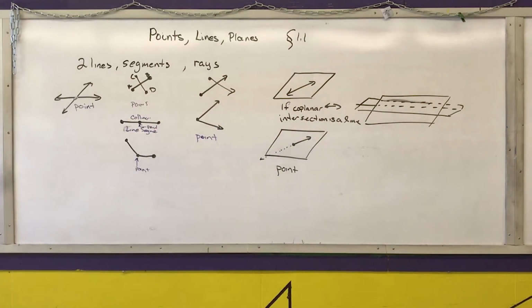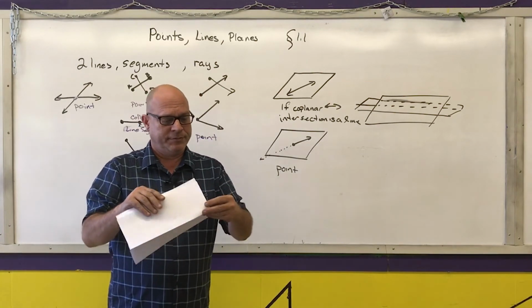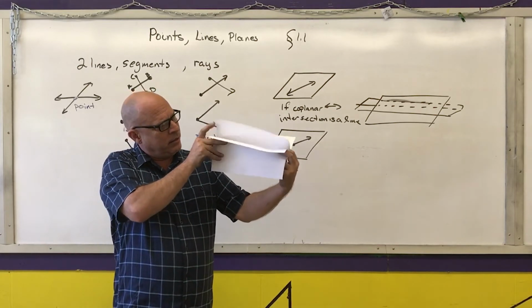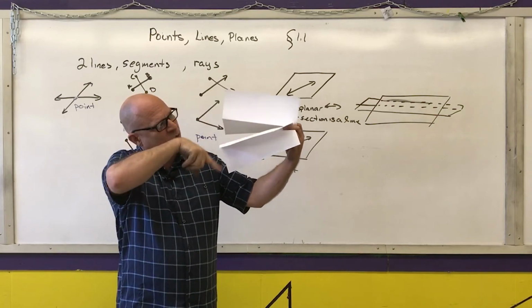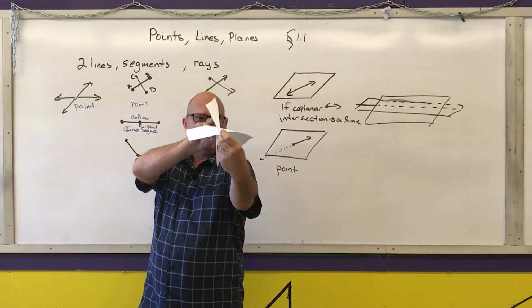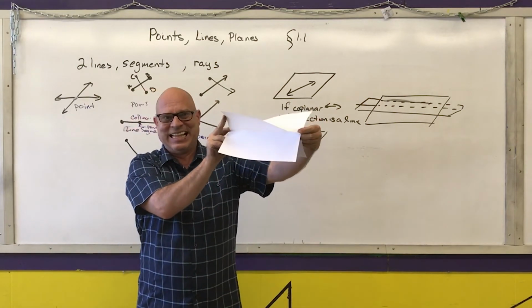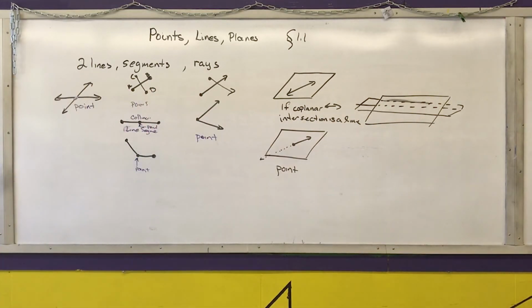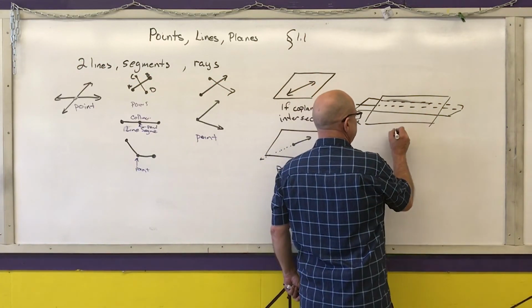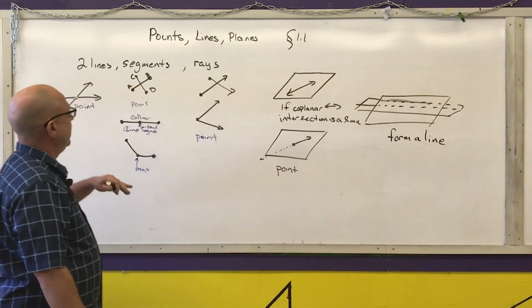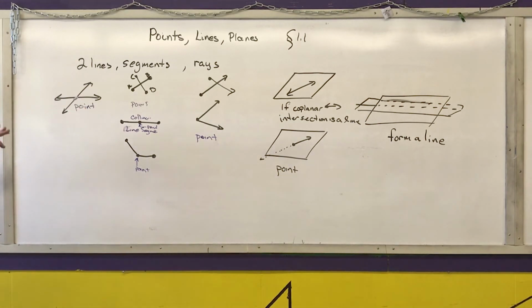So I'm going to grab a couple pieces of paper. So if you think about this, this part right here is the up and down portion, think of it as a wall. The front and back portion where these two planes intersect, think of that as the floor. So you kind of see it like this. Well, where they intersect like this, that is a line. So two planes intersect to form a line. Okay? So two planes intersect to form a line. Okay, and we can name that line of where they intersect. Okay? So that's it for section 1.1.